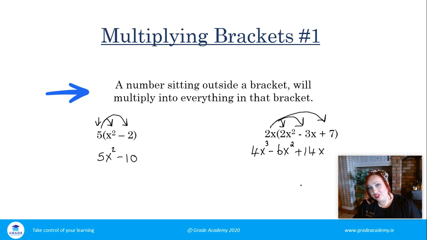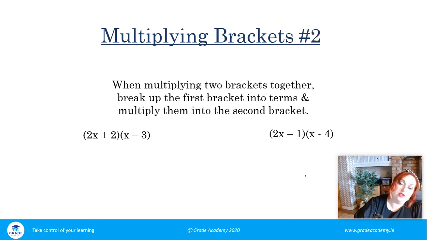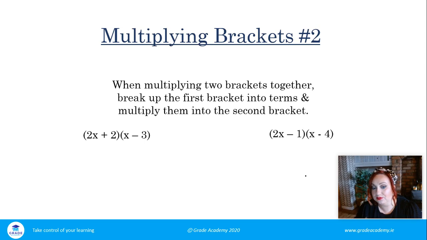Again, once you've done that step, you are always looking to simplify. Can I simplify? No, I don't have like terms. I've got an x cubed, an x squared, and an x. They are not the same. I cannot simplify down any further, which is perfectly fine. Let's move on to the second type of multiplying out brackets.